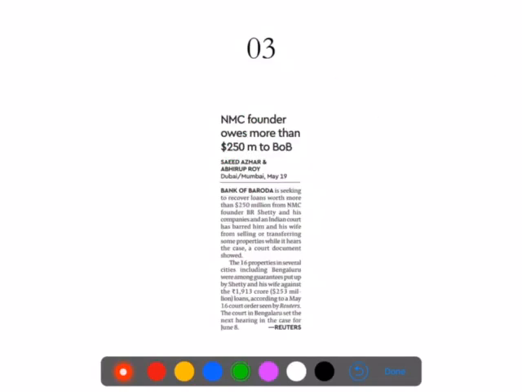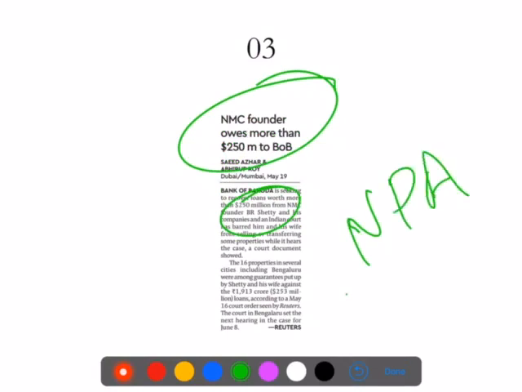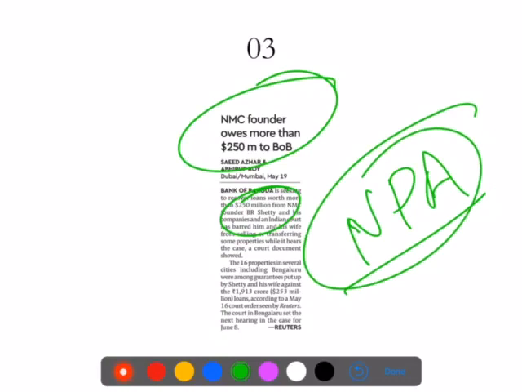Right, let's go ahead. NMC founder owes more than 250 million to BOB. This story seems to be never ending. It started with Vijay Mallya, then we had Nirav Modi, then we had Choksi. Now there is Shetty, BR Shetty, who is a defaulter. This shows that a lot of money has been given to a lot of industrialists and businessmen, and it is getting converted to NPA. NPA stands for non-performing assets, which is very, very bad for a bank. This is loans being given and repayment not happening. It's really worrisome for anybody.